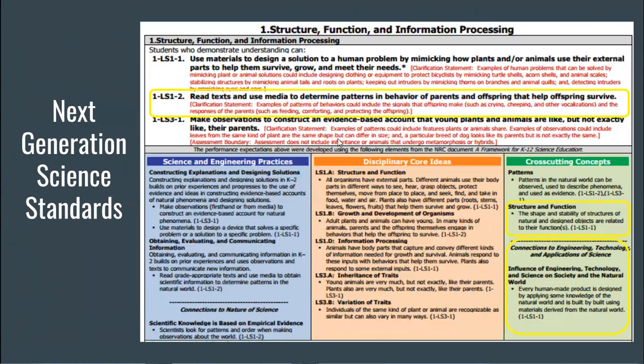So with that in mind, all of the samples that we will be looking at are related to this standard, but reflect the ELD and ELA standards as well.